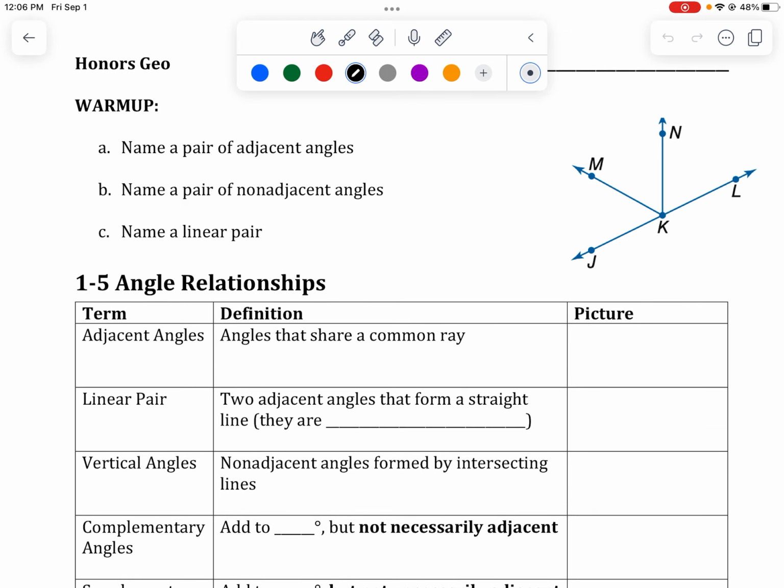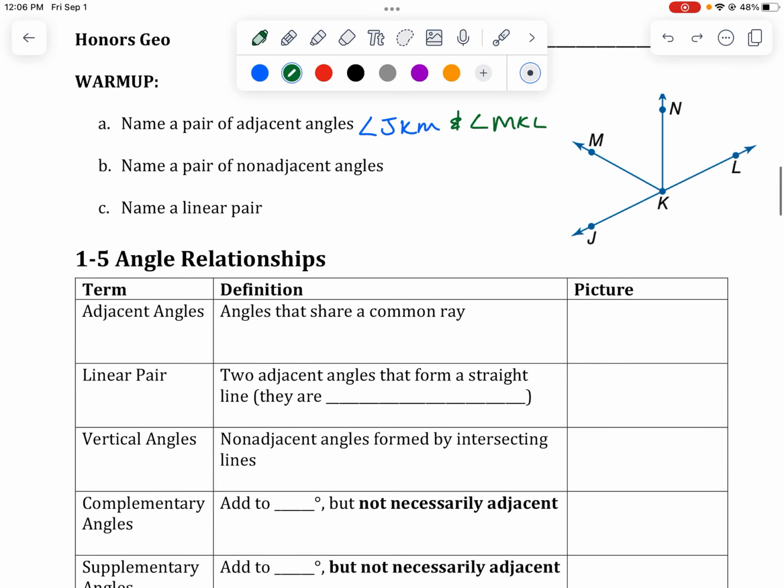So for example, here I could have adjacent angles that are angle JKM. I'm going to do a weird example. I'll do JKM and MKL. So those two could be adjacent. They share the ray MK, or KM rather.